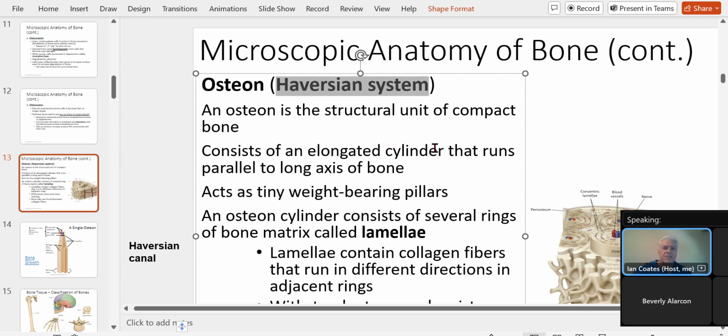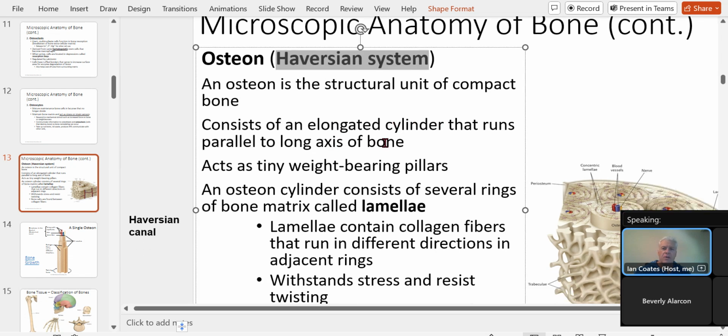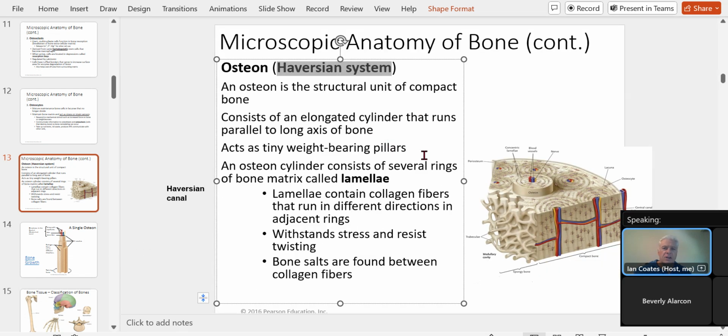So an osteon is a structural unit of compact bone. It consists of an elongated cylinder that runs parallel to the long axis of the bone. Okay. It consists of several rings of bone matrix. Those are your lamellae, those concentric rings. They contain collagen fibers that run in different directions in adjacent rings.